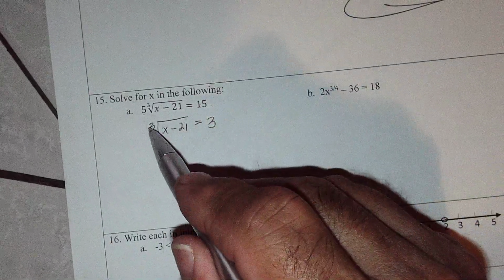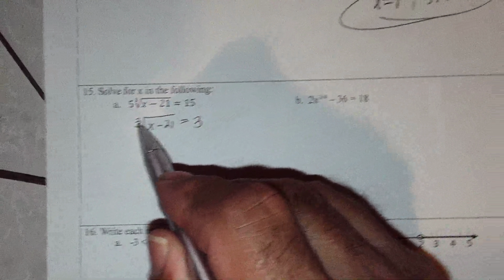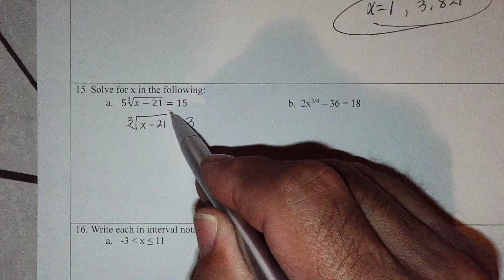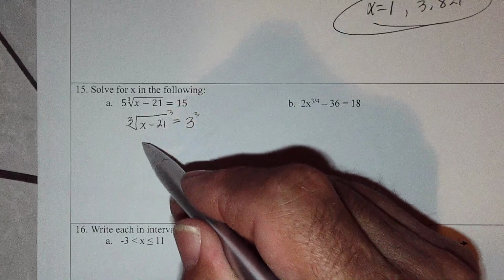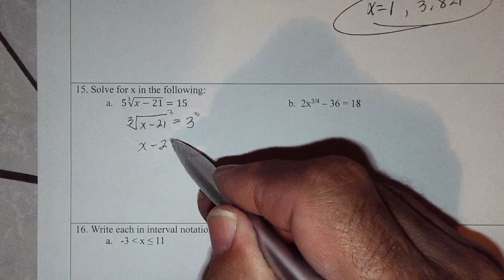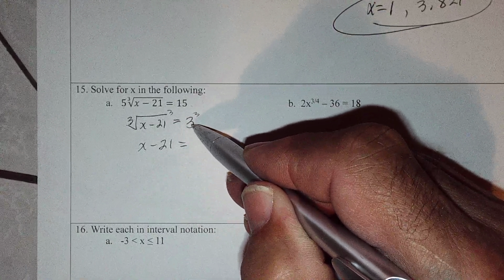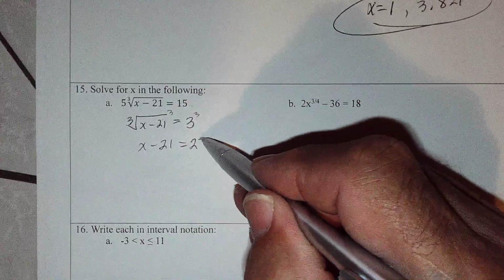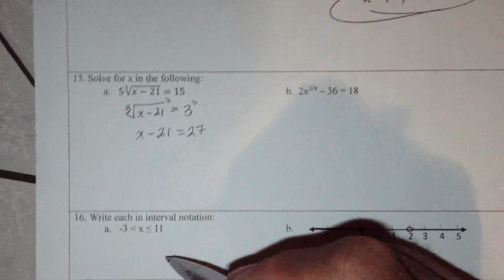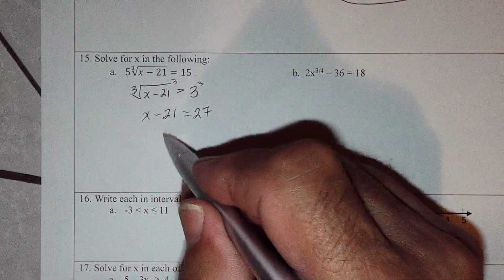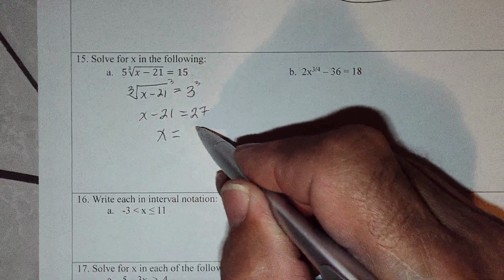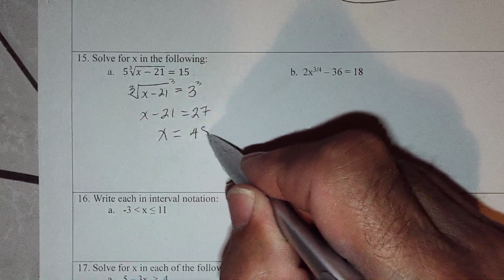Equals 3. Now to get rid of the cube root, we do the opposite, which is cube it. So we get x minus 21 equals 3 times 3 is 9, times another 3 is 27. Three 3's multiplied. Add 21 to both sides and we get x equals 48.